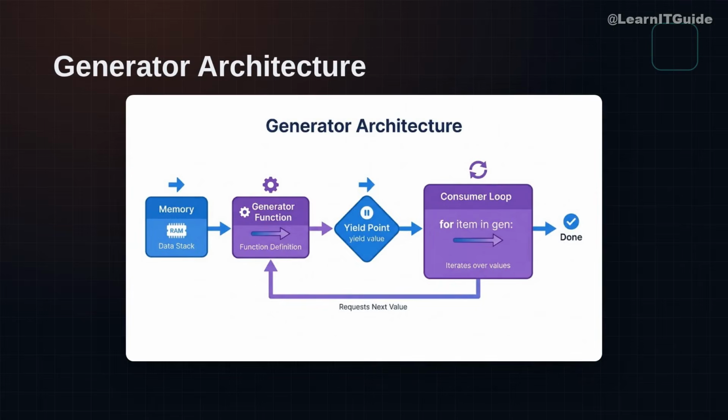So how does this work internally? The generator function acts as a state machine. When you call next on the generator, it runs until it hits a yield statement. It then freezes its entire state, including local variables, and hands the value over to the consumer loop. The consumer gets the data, processes it, and then asks for the next item. The generator wakes up, resumes exactly where it left off, and continues until it hits the next yield or the end of the function. This cycle continues without ever loading the entire sequence into memory.